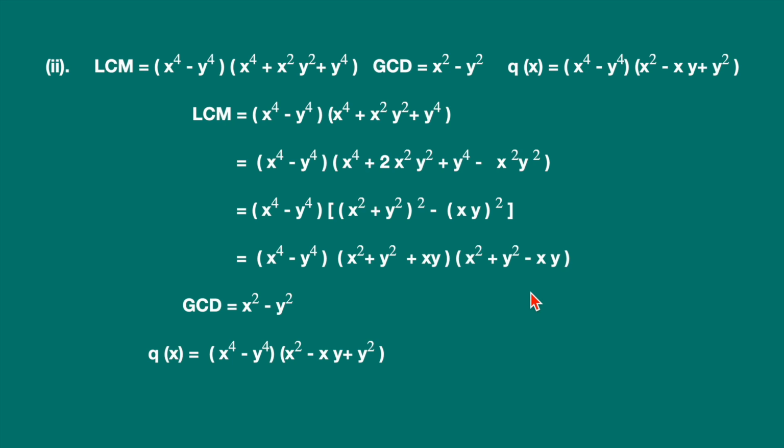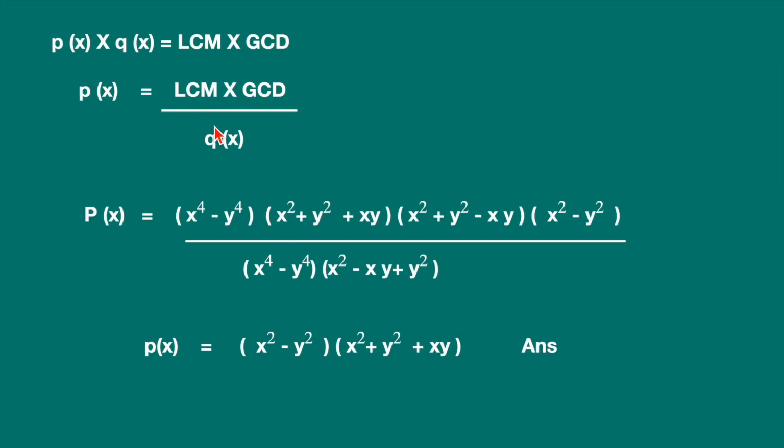Now you have factorized the LCM. Now GCD leave it as it is. Q(x) also leave it as it is because it will get cancelled. Unnecessarily we don't need to factorize. We can factorize this, but we are not doing it because it will get cancelled.